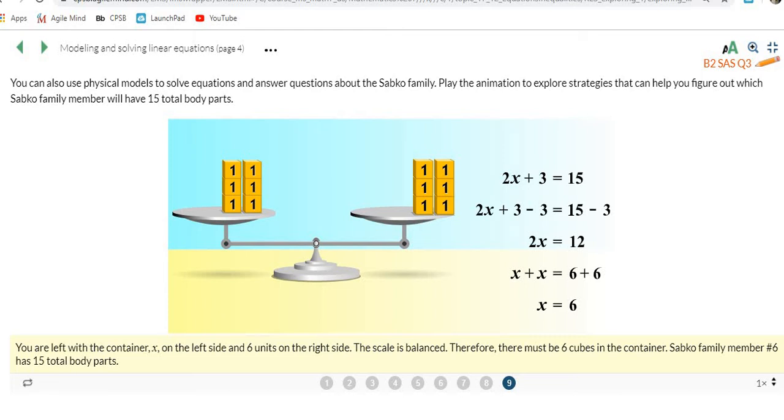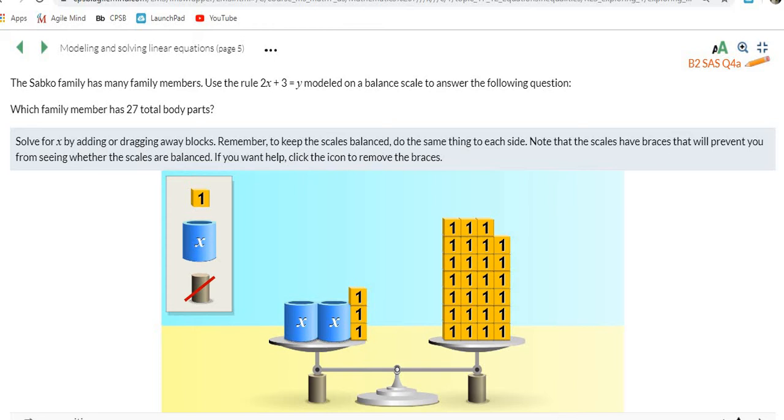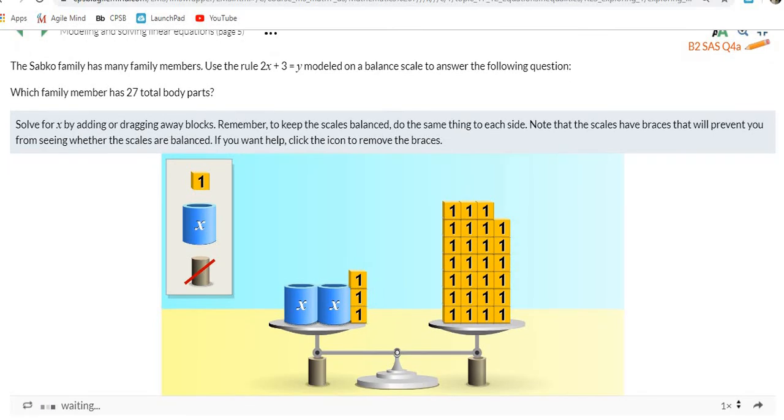Alright, so, moving on, what are we on now? Number 4. How many boards is that? It says that we had an equation established for the Sadko Family, which is 2x plus 3 equals y. And we want to know what family member has 27 body parts. So, what stands for body parts? X or Y? Body parts? Y. So I'm going to plug a 27 into my equation for y.